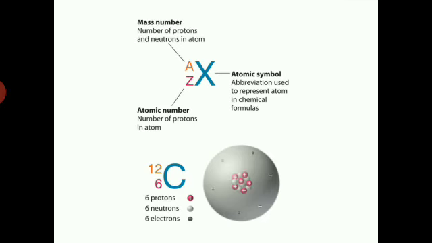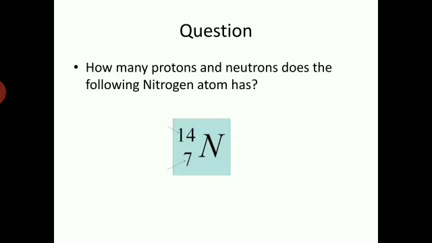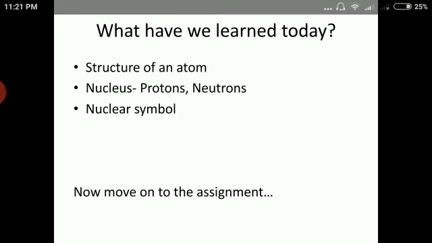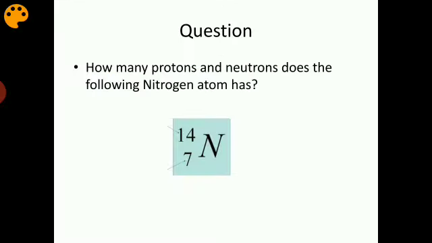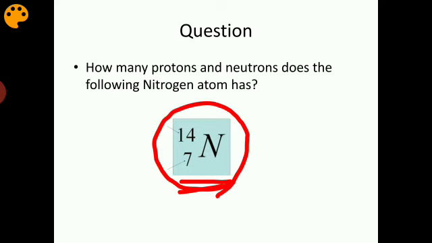Now let us do a problem. I have a question for you. How many protons and neutrons does the following isotope of nitrogen have? So I have written an atomic symbol here. It is 7N14. How many protons are there in this nucleus? And how many neutrons are there? Can you find the answer? I will pause for a moment and you find the answer, and then I will discuss the answer.